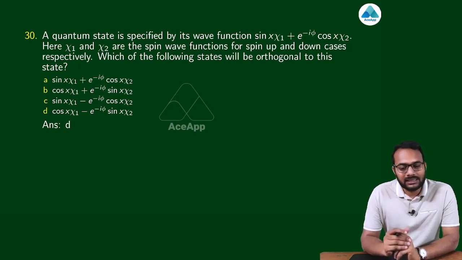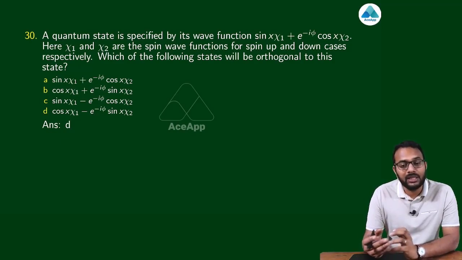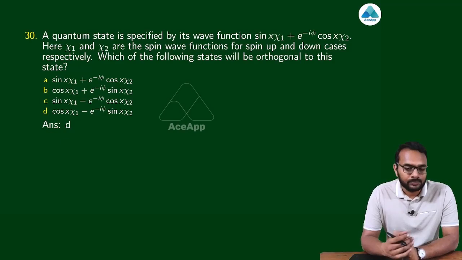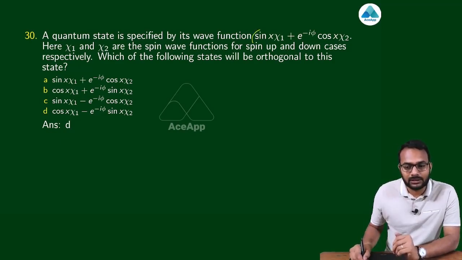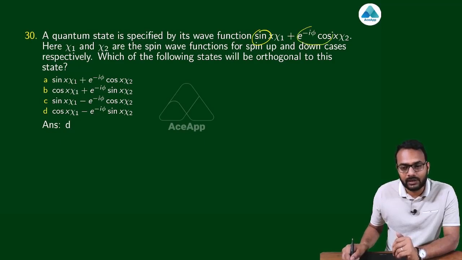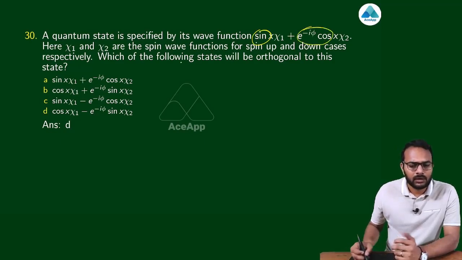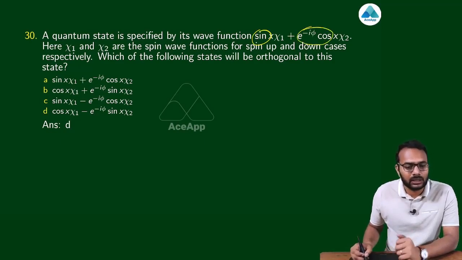A quantum state is specified by its wave function, sin x chi 1 plus e raised to minus i phi cos x chi 2. Here chi 1 and chi 2 are the spin wave functions for spin up and down cases respectively. Here we have expanded the state using the eigenvectors of the spin operator, with expansion coefficients sin x and e raised to minus i phi cos x. Which of the following states will be orthogonal to this state?